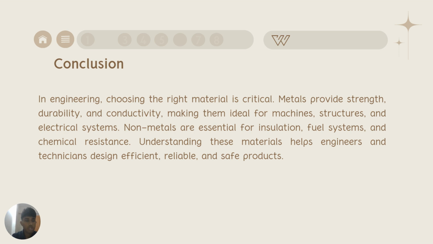And finally, conclusion. In engineering, choosing the right material is critical. Metals provide strength, durability, and conductivity, making them ideal for machine structures and electrical systems. Non-metals are essential for construction, fuel systems, and chemical resistance. Understanding these materials helps engineers and technicians design efficient, reliable, and safe products.